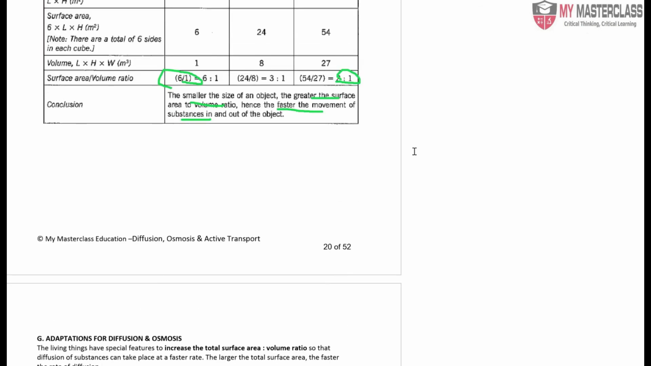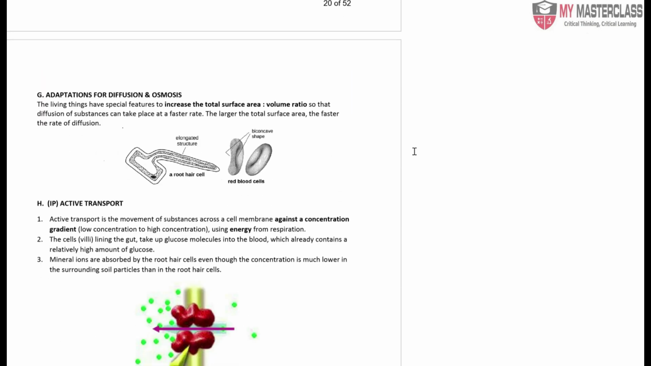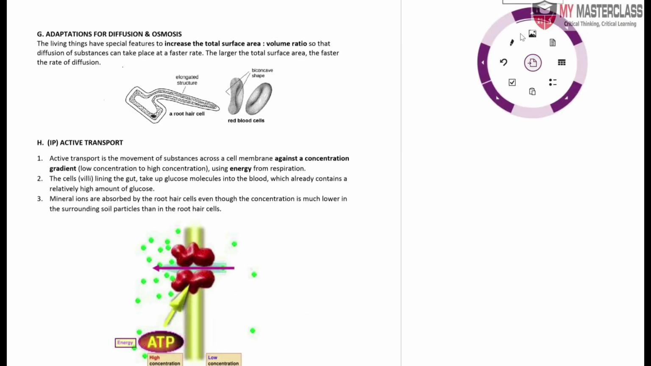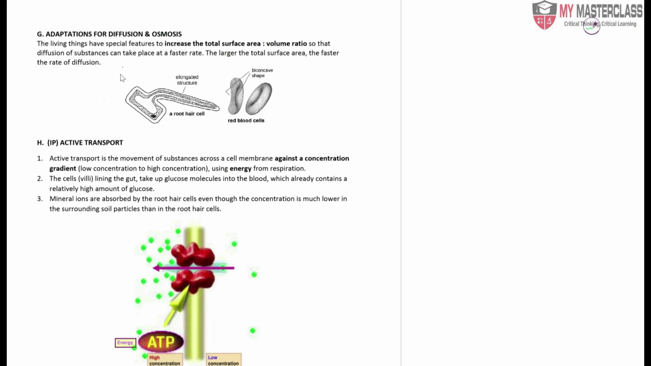So what are some of the adaptations that make this possible? We covered some of these under the topic of cells themselves. The root hair cell has an elongated protrusion for increased surface area to volume ratio. Red blood cells have a biconcave shape. So to recap, your biconcave shape actually looks like that. Both sides are concave, so that will increase the surface area to volume ratio for these cells.